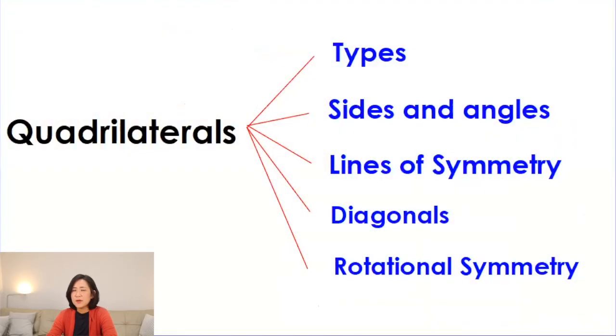We've been talking about the basics of a polygon and triangle, and this video is all about the four-sided shape that is called the quadrilaterals. So in this video, first of all, I'm going to talk about the types of all the different quadrilaterals, and then we focus on each quadrilateral in terms of the size and angles and lines of symmetry and rotational symmetry.